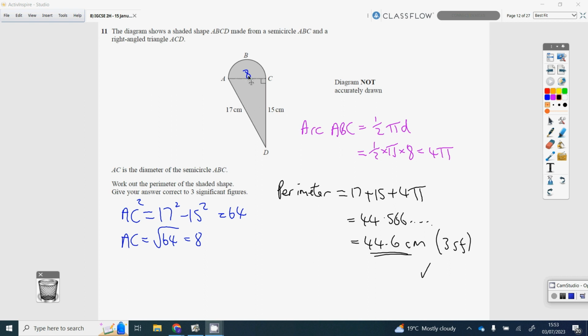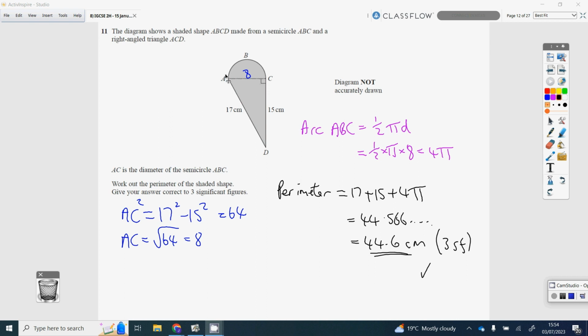Because we're trying to work out one of the two shorter sides, we're going to use a taking away Pythagoras. We don't want the answer to be bigger than 17. So AC squared equals 17 squared, take away 15 squared, which equals 64. So that's what AC squared is. So AC is the square root of 64, which is 8.